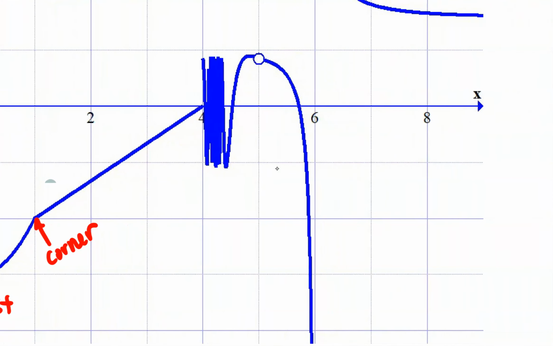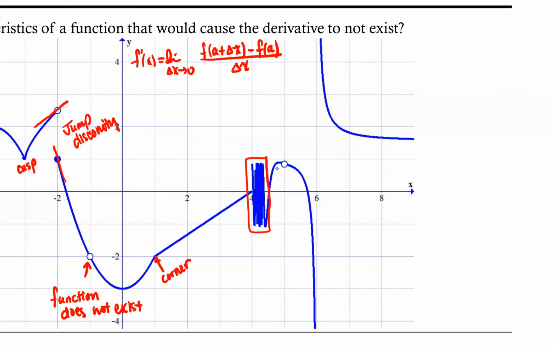Now our next interesting point is here, right after 4, where we see this oscillating behavior. Because of the nature of the function there, it is not possible to find the limit, as when you let your delta x go to 0, this behavior becomes more and more catastrophic.